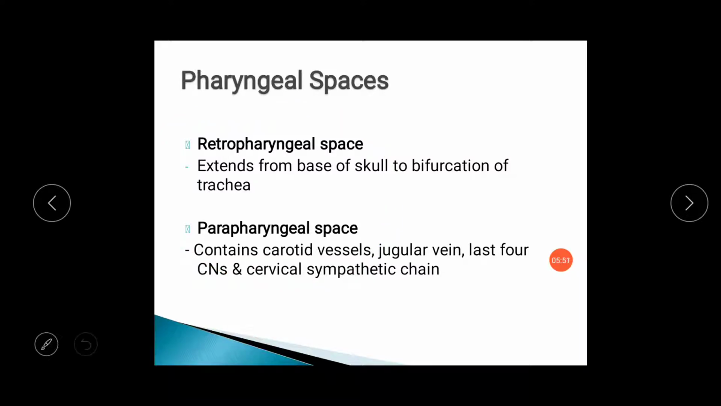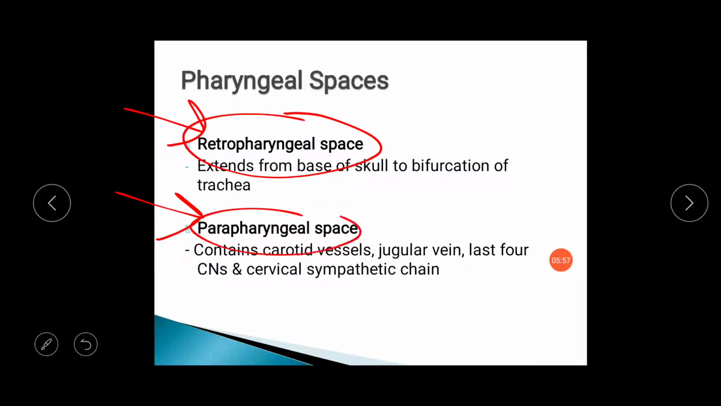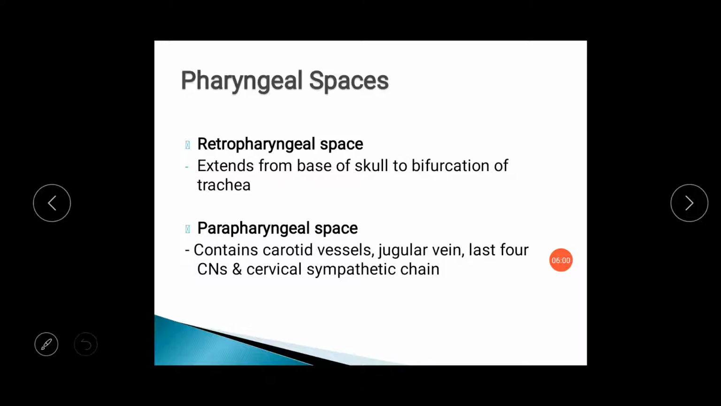Pharyngeal spaces. There are mainly two pharyngeal spaces that need to be remembered. First is the retropharyngeal space and second is the parapharyngeal space. Retropharyngeal space extends from the base of skull to the bifurcation of trachea and is posterior to the posterior pharyngeal wall. Parapharyngeal space is situated over the lateral part of the pharynx and contains carotid vessels, jugular vein, last four cranial nerves and cervical sympathetic chain. We will talk about these spaces in future lectures.